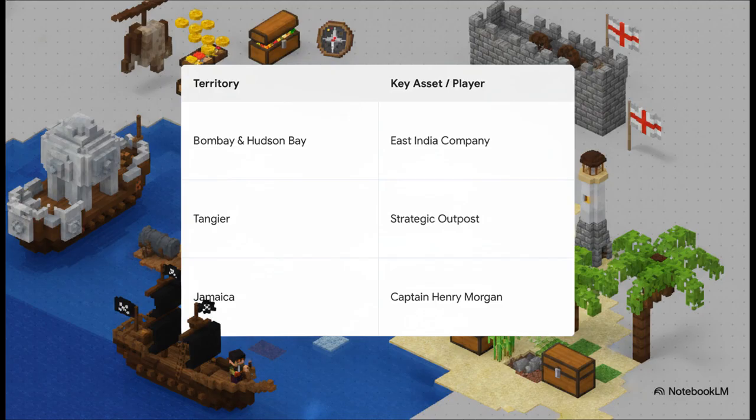So the Crown acquired Bombay, which was actually part of Charles's marriage treaty, and the Hudson Bay, heavily utilized by the East India Company and fur traders to generate just massive amounts of wealth. Tangier served as this vital strategic outpost for Mediterranean naval control. And over in Jamaica, you had figures like Captain Henry Morgan acting essentially as government-sponsored pirates. Privateers, officially, but yeah, raiding Spanish gold to enrich the English crown.